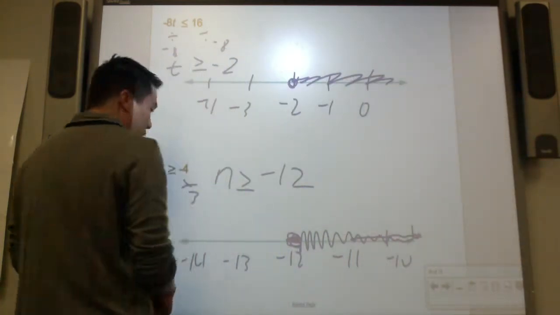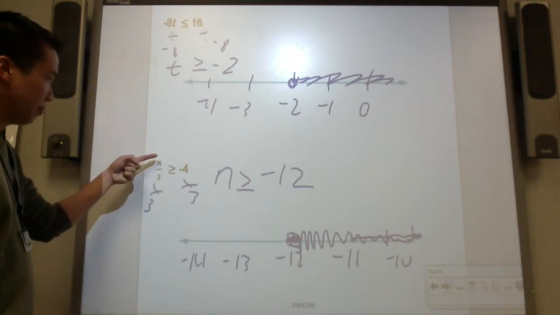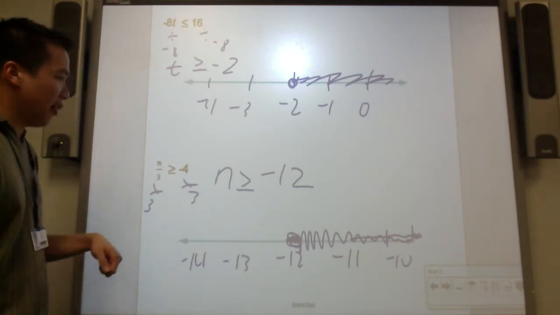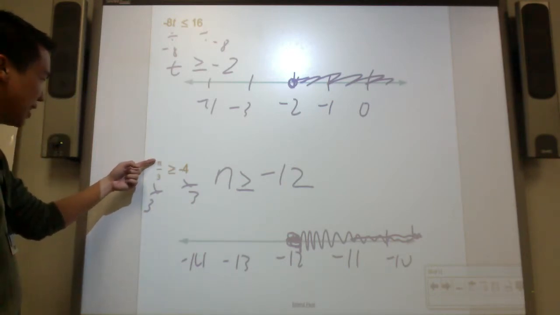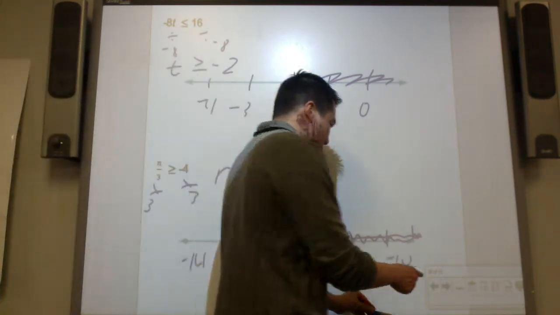Let's plug it in and see when this is true. If I put in 12, 12 divided by 3 is 4. Will 4 be greater than negative 4? Yes. If I plug in negative 9, negative 9 divided by 3 is negative 3. Is that greater than or equal to negative 4? It is.